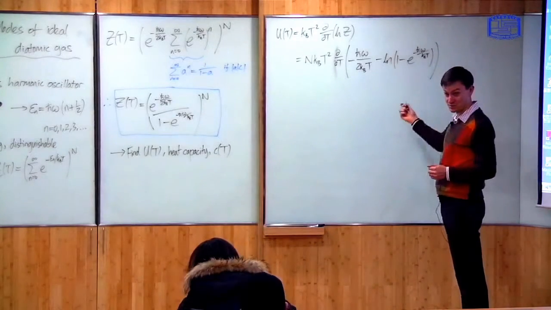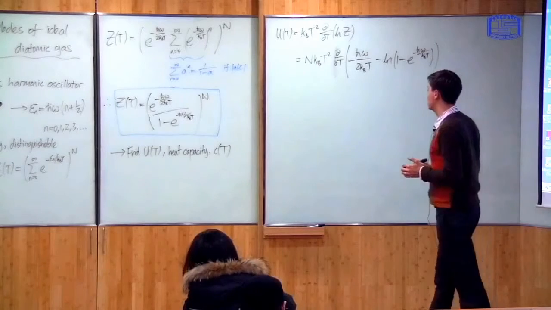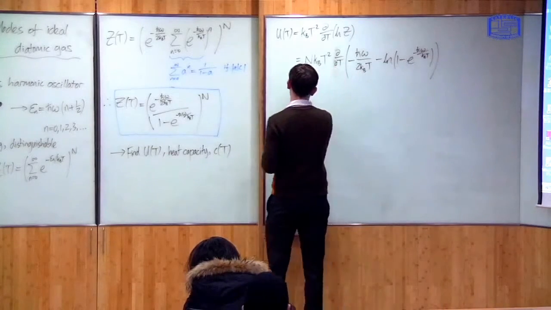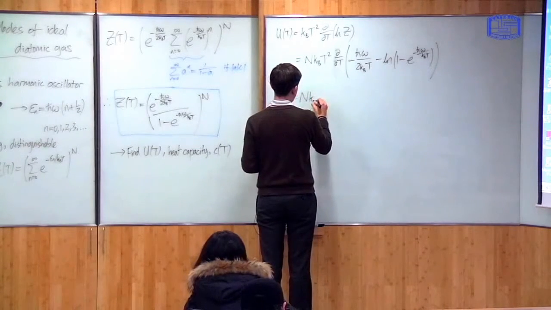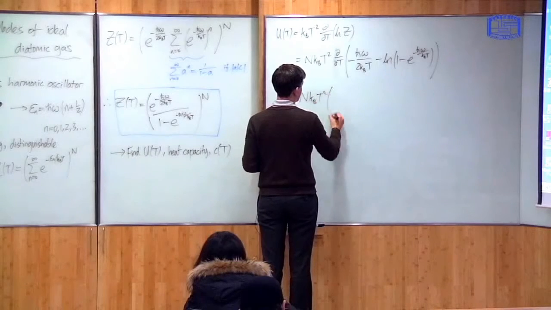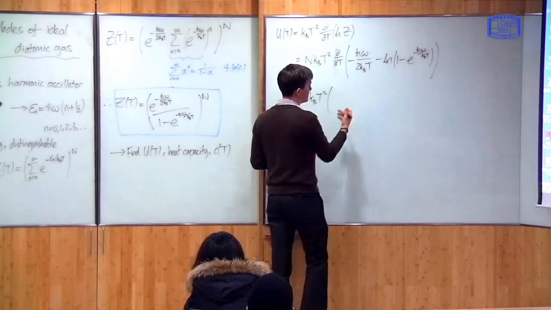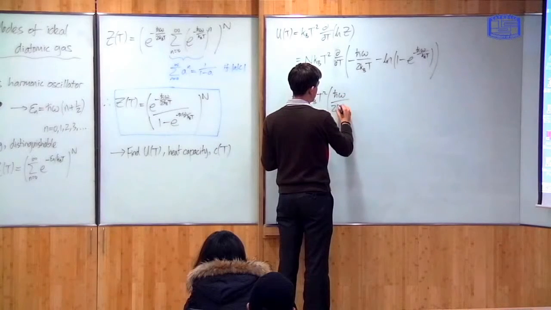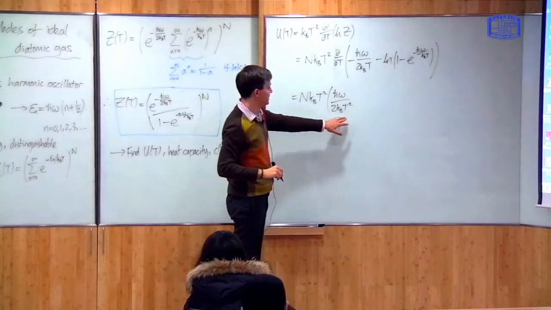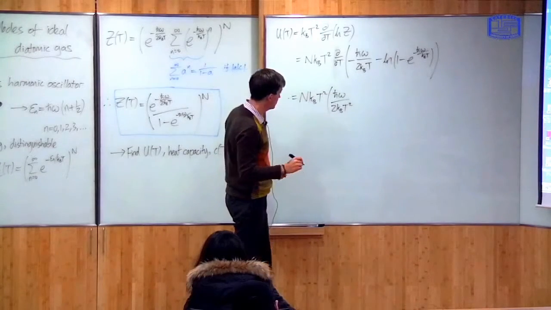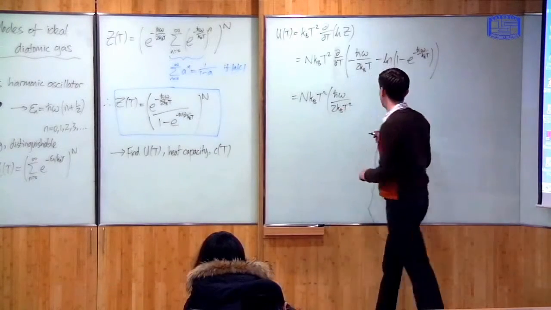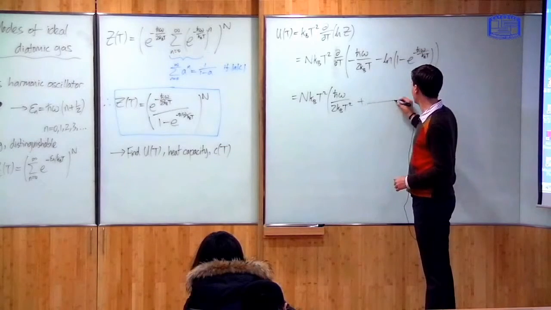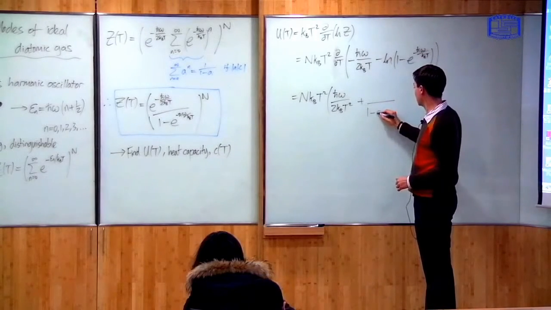So I have to compute this derivative. So let's just do it, N kBT squared. So this is 1 over T, which gives you minus 1 over T squared. So this is h bar omega over 2 kB T squared. And you see that that will cancel nicely. This one I get plus, derivative of log is 1 over this.